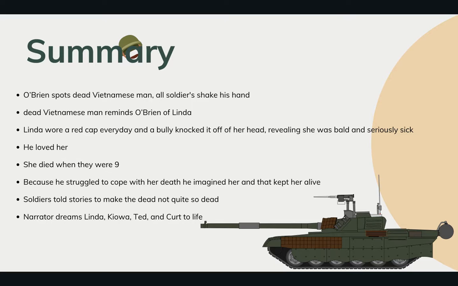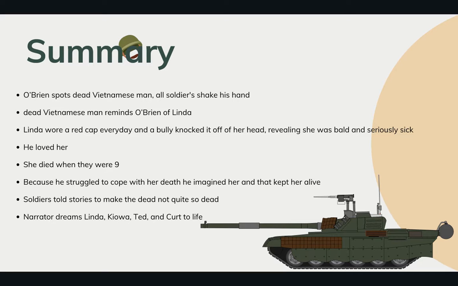The summary begins with O'Brien, who spotted a dead Vietnamese man in Vietnam. This was the first dead person he had seen, and all of the soldiers shook his hand. The dead Vietnamese man reminds O'Brien of Linda.